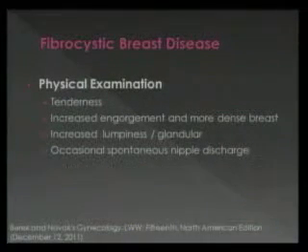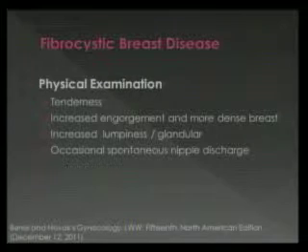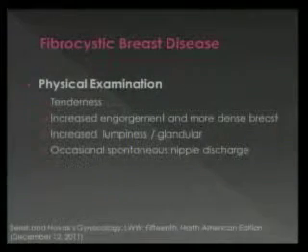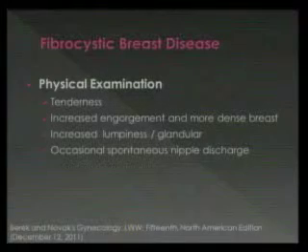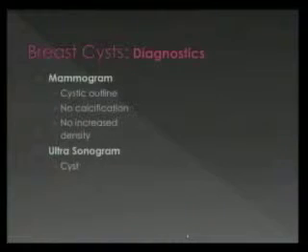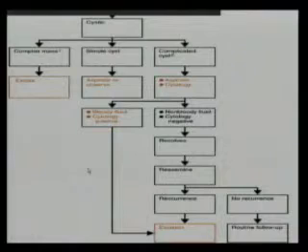On physical exam for fibrocystic breast disease, the patients usually will have tenderness on exam, increased engorgement and more dense breast, increased lumpiness, and occasional spontaneous discharge. On imaging, like we talked about, on the mammogram you'll have a cystic outline. There should be no calcifications or increase in density in your simple cyst. On ultrasound, you can see a cyst.